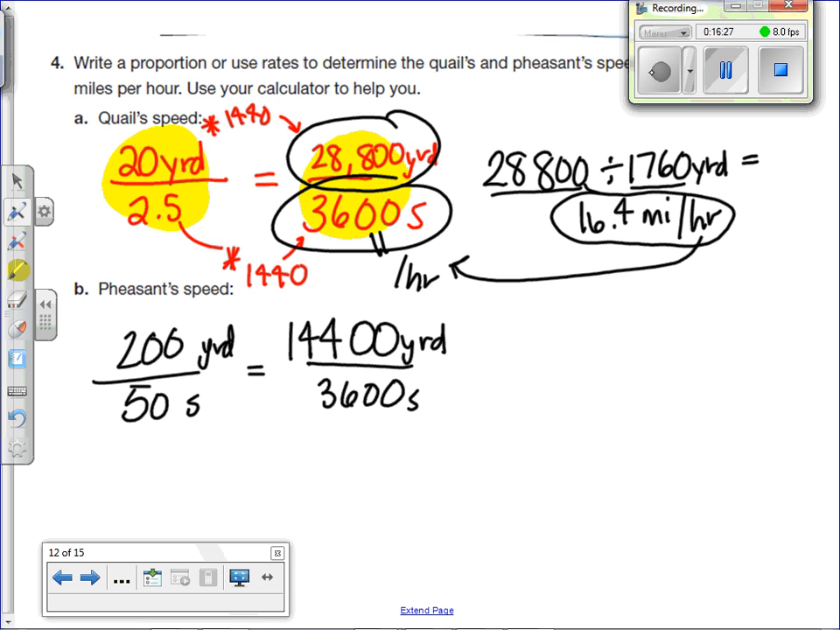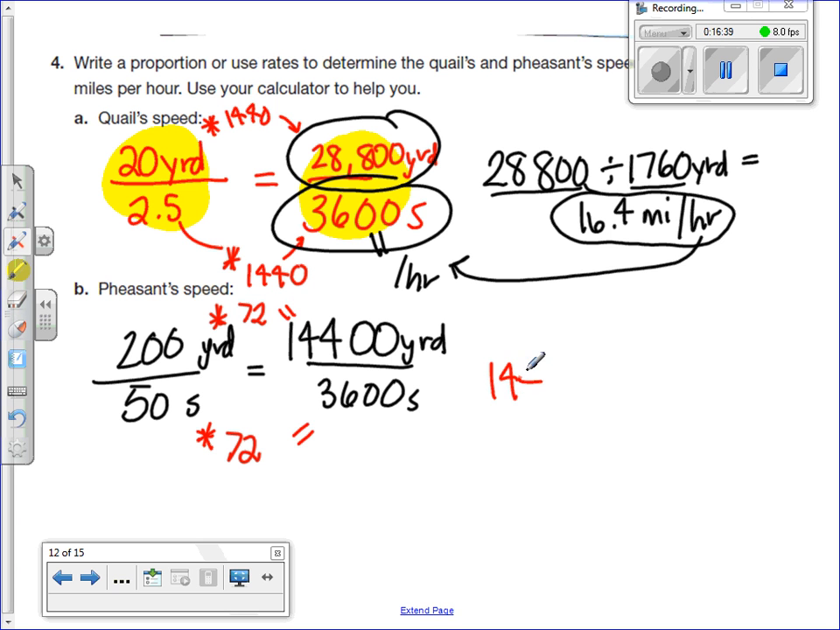So on this one, I had to multiply by 72 to get this. So that therefore I had to multiply by 72 to get this one. From there, I would say my 14,400 divided by that 1,760 from our conversion that we talked about earlier would give me an approximation of 8.2 miles per hour.